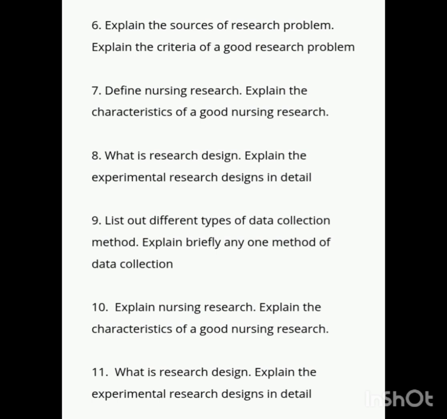Okay. Next, 10th question, explain nursing research and explain the characteristics of good research. So characteristics of good research we have already discussed. Okay. And 11th question is, what is research design? Explain the experimental research design in detail. This is also a repeated one.